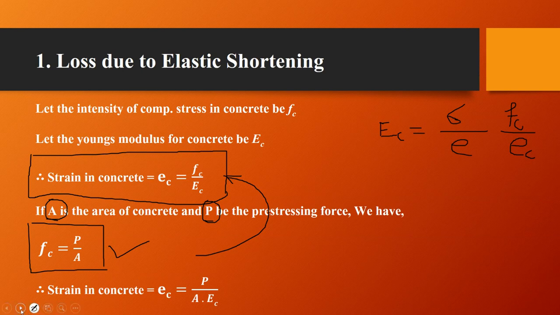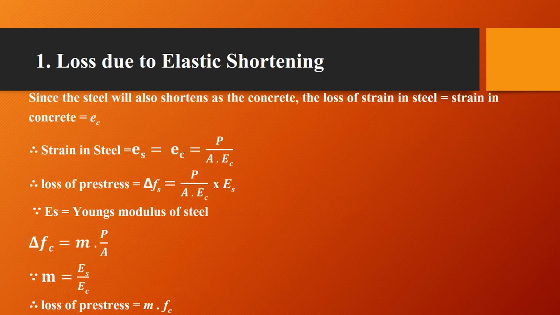By using that relation of strain, as the concrete is going to shorten by the same amount, the steel is also going to shorten, so we can say that the strain in concrete will be equal to the strain in steel. Since the steel also shortens as the concrete does, the strain in steel will be equal to the strain in concrete. Let us consider the strain in steel as epsilon s. So the strain in steel epsilon s will be equal to the strain in concrete epsilon c, and that will be equal to P by A into Ec. So now we have to calculate the loss of pre-stress.